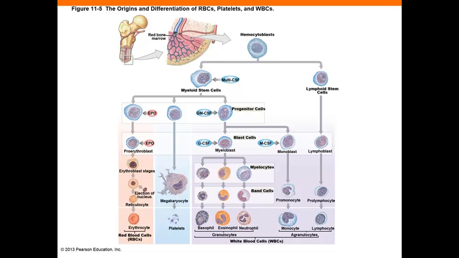The last component of formed elements are the platelets. Notice how the myeloid cells can also differentiate into a megakaryocyte. These megakaryocytes continuously shed cytoplasm in small membrane-enclosed packets, which later become platelets. These platelets initiate the clotting process and help close injured blood vessels.